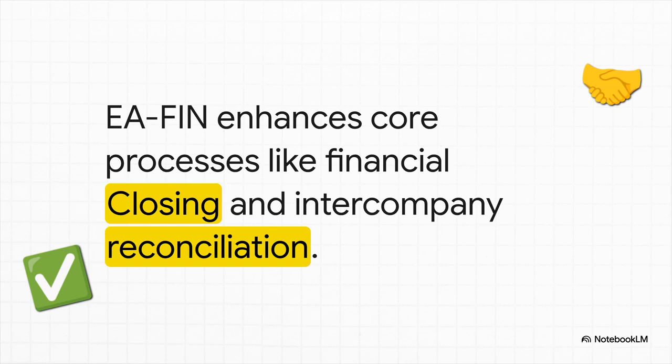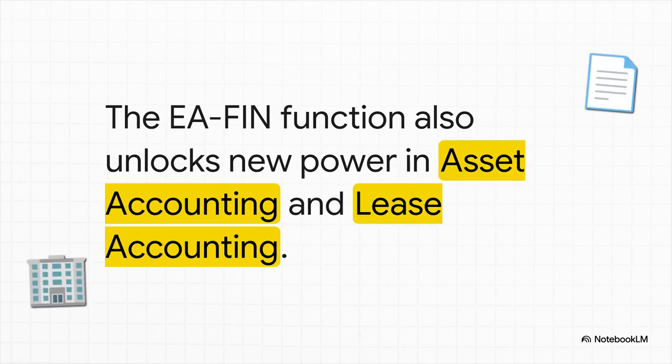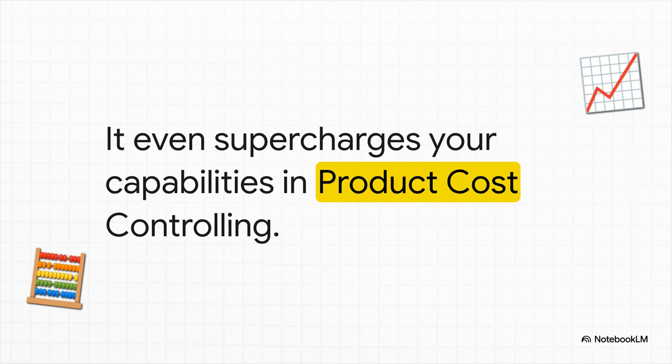Right away, it makes core processes like your financial close and reconciliations way stronger. That means a faster, more accurate close at the end of the month or quarter. But it doesn't stop there. It also injects a ton of new power into areas like asset accounting and lease accounting. And you know how critical those are for compliance and not having a terrible time during audits. And it even gets into your management accounting by supercharging your product cost controlling. You can see why we call it the master switch. It really is the foundation for the whole finance module.